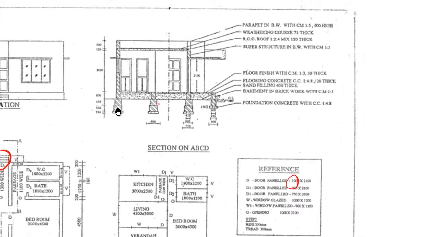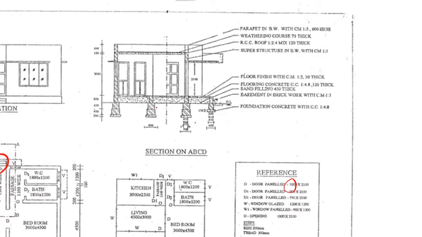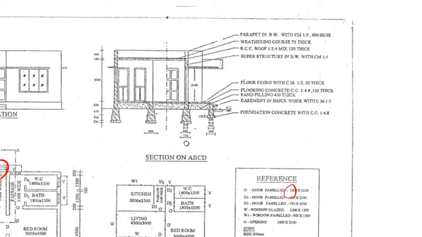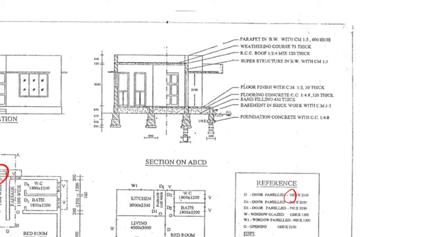Here, yeah, 700. Okay, it's the first footing. The foundation concrete 900 is a 700. Okay, then it's a 450. Yeah, okay.